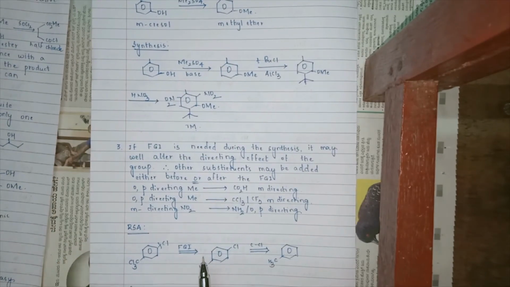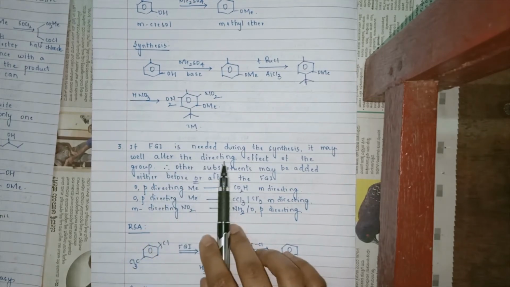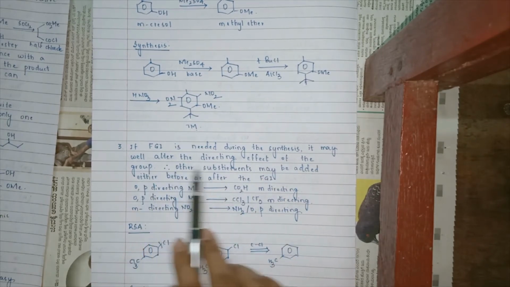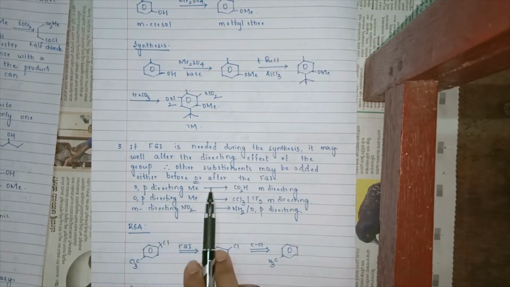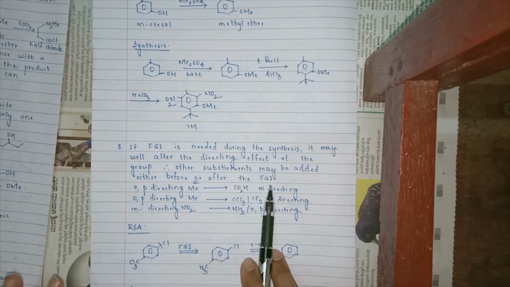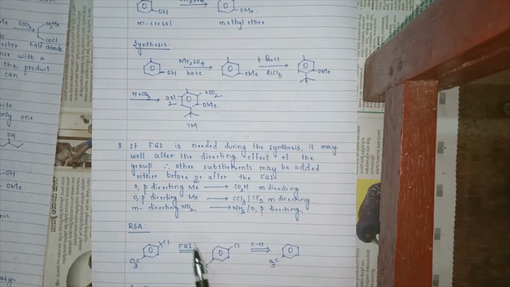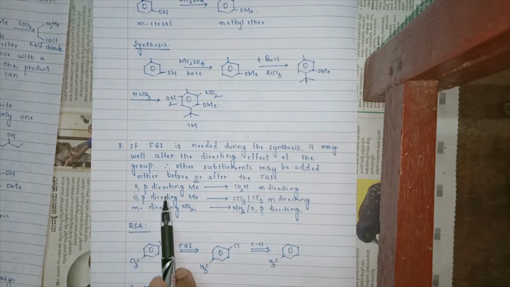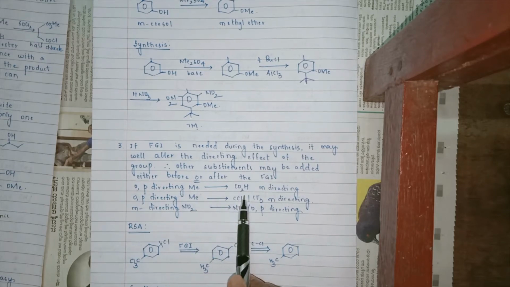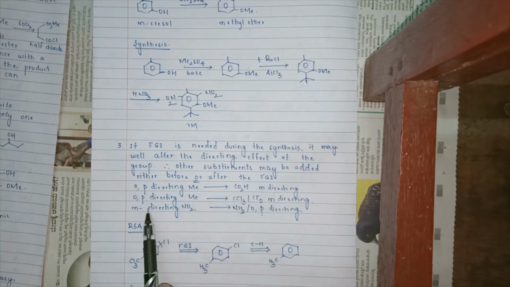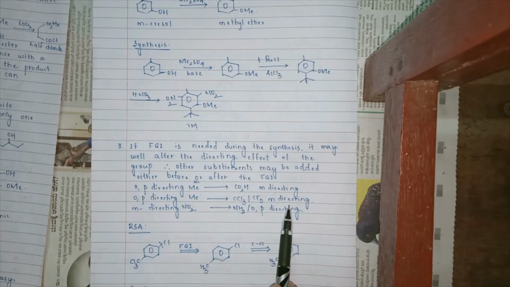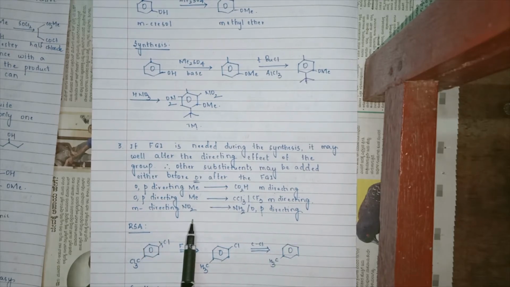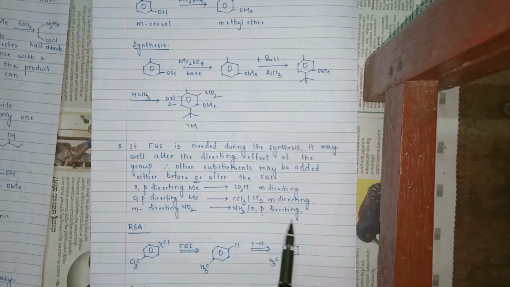The next guideline is, if a functional group interconversion is needed during the synthesis, it may well alter the directing effect of the group. Therefore, other substituents may be added either before or after the functional group interconversion. So sometimes we require functional group interconversion. If I want an ortho-para directing system, there will be a methyl. If there is a carboxylic system, then it is a meta directing system. Ortho-para directing methyl can be converted to CCl3 or CF3, which are meta directing. Meta directing NO2 can be converted to NH2, which is ortho-para directing.